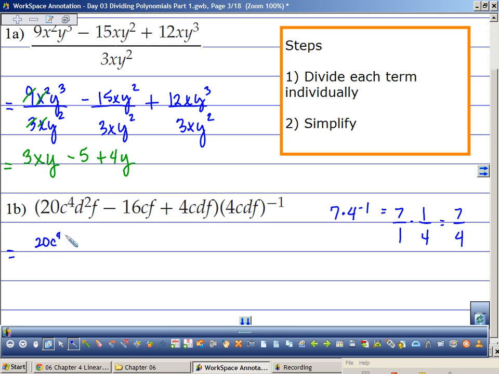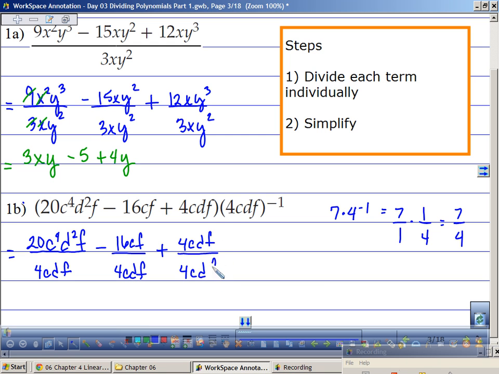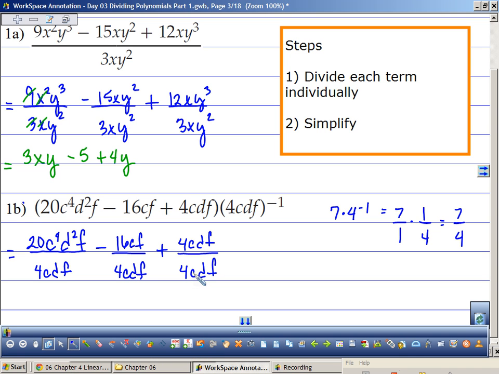So 20c to the 4th d squared, hold the phone, 20c to the 4th d squared f all over, what? 4cdf minus 16cf divided by 4cdf plus 4cdf over 4cdf. Why is it 4?